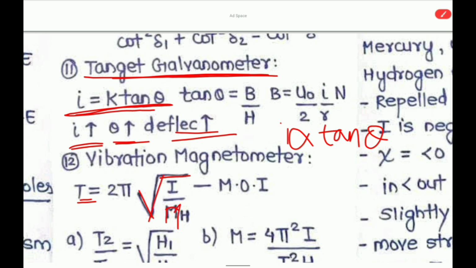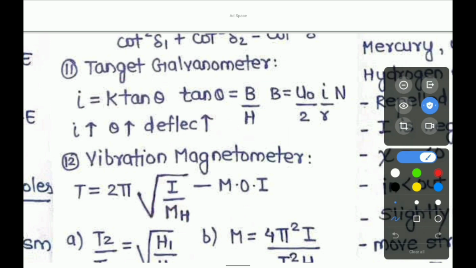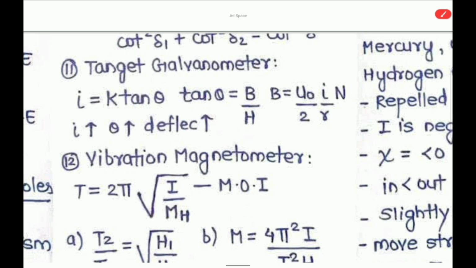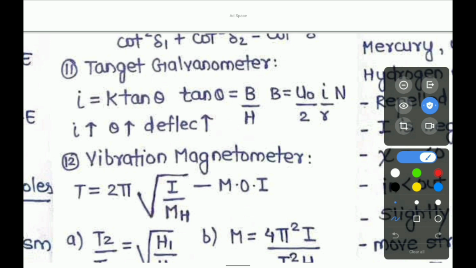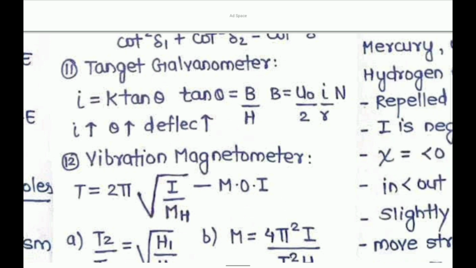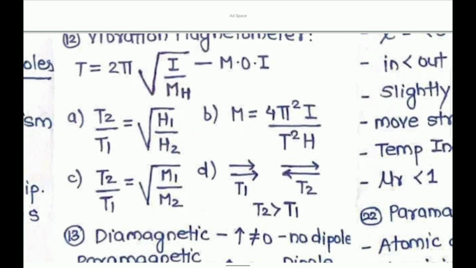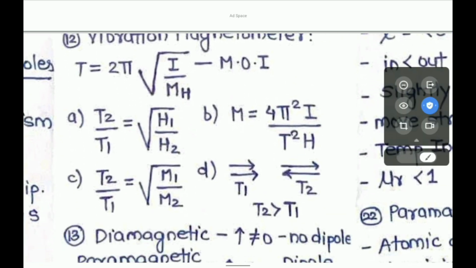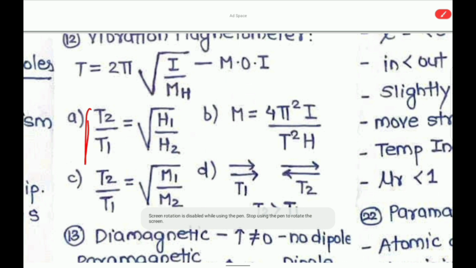Vibration magnetometer. What is the time period of a vibration magnetometer? The time period is equal to 2 pi under root I upon m into H. What is H? H is your horizontal magnetic field, m is your magnetic moment, and I is the moment of inertia.